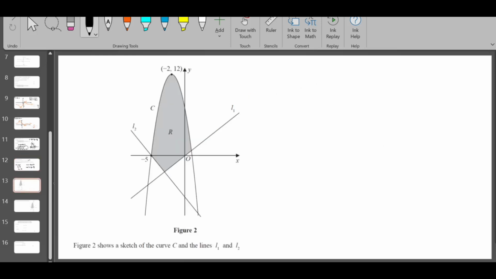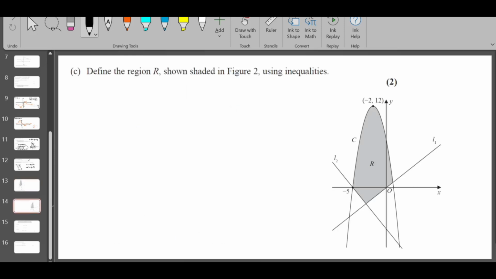You have a diagram given. Figure 2 shows a sketch of the curve and the lines L1 and L2. I put the diagram here again. Define the region R shown shaded using inequalities. Okay. Let's look at the curve first. We know the equation of the curve.